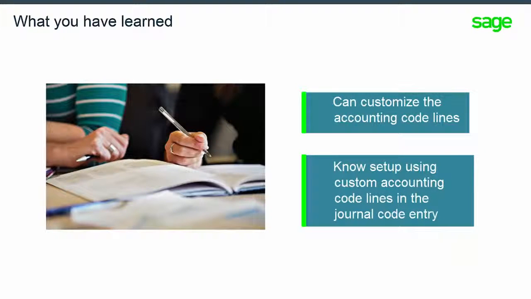In this module, you have learned that you can customize the accounting code lines, and you know each step of the setup process, how to use the customized accounting code lines in the journal entry created once a document is posted.